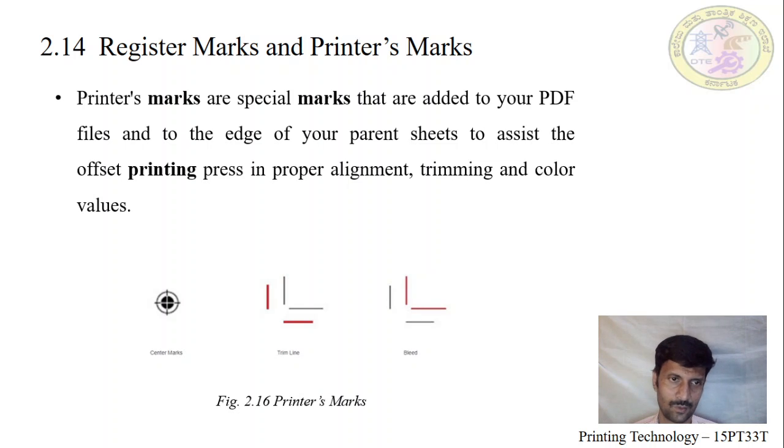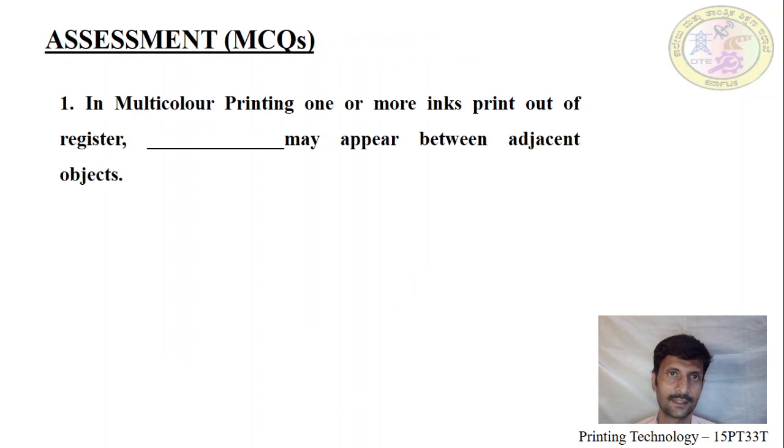There are three types. One is the center mark, which makes the alignment of the printed sheets or the color. Then the trim line will guide the trimming edges of the sheet. Then the bleed mark. The bleed mark will help avoid excess text or images coming around the area. If it comes out of the bleed area, then while trimming it will cut out the image or text. This is the use of printer marks.